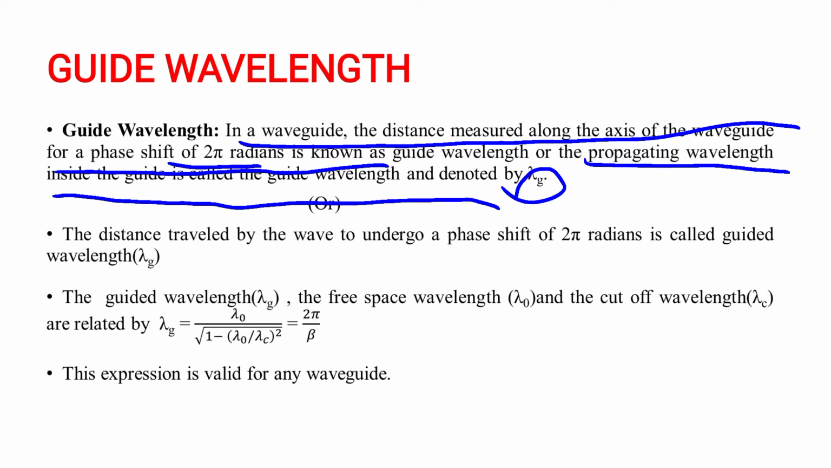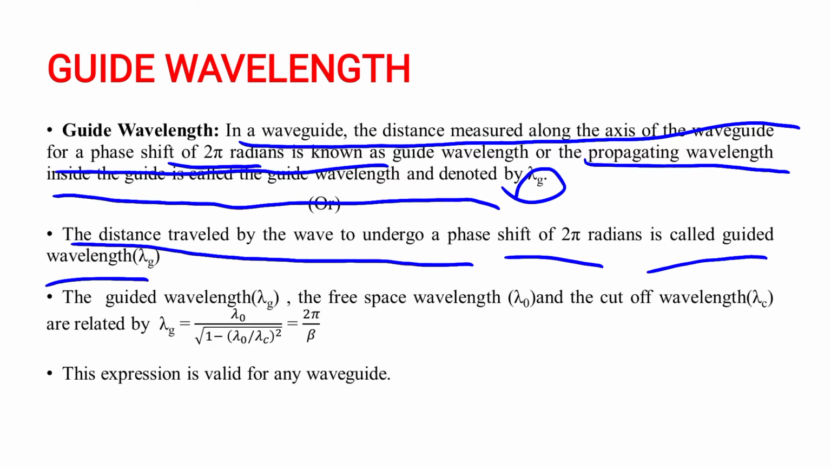One more definition for guided wavelength is the distance traveled by the wave to undergo a phase shift of 2 pi radians, and it is denoted by lambda g. Simply remember, it is the measure of distance traveled by the microwave inside the waveguide to undergo the phase shift of 2 pi radians, and we have the formula for guided wavelength in terms of free space wavelength and cutoff wavelength. Here lambda naught is the free space wavelength and lambda c is the cutoff wavelength.